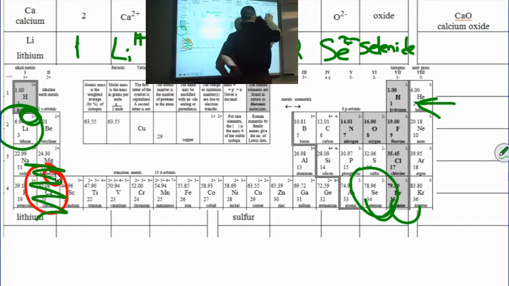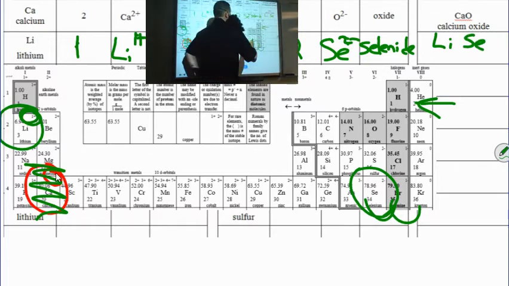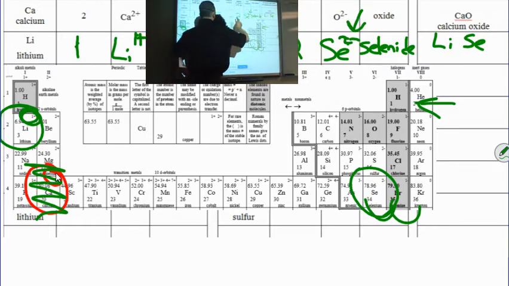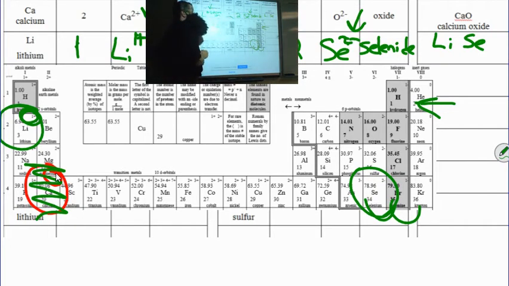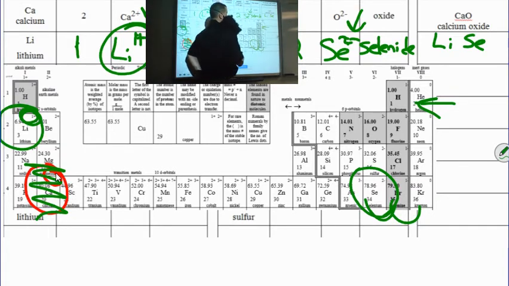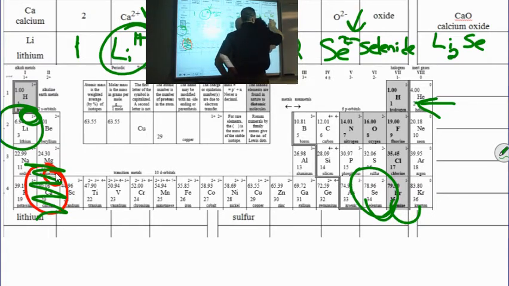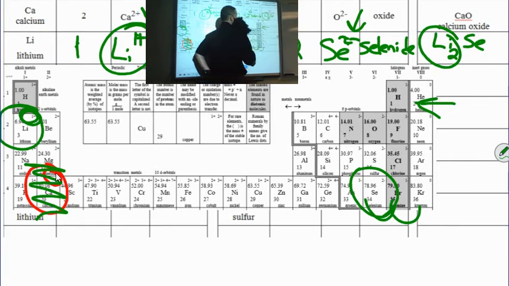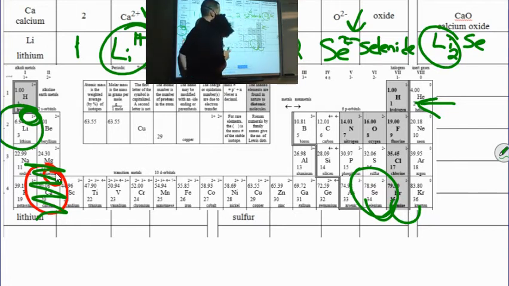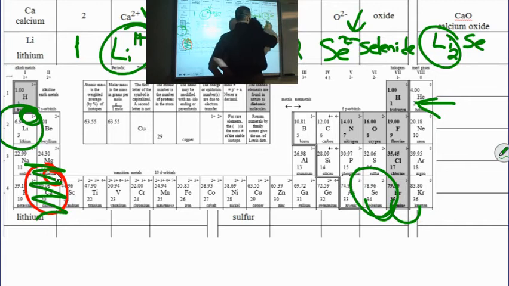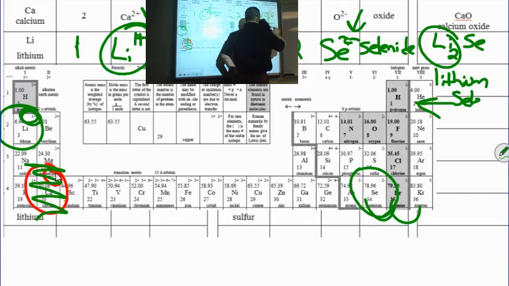I write the formula, LiSe. But there's a 2 negative here and a 1 positive here. Those don't balance each other out. So I'm going to need 2 of these lithiums to get a 2 positive charge and 1 of the seleniums. And I do that by putting a subscript right there. That means I have 2 lithiums and 1 selenium, and that balances out to 0. How do I name it? Metal, lithium, and then selenide.